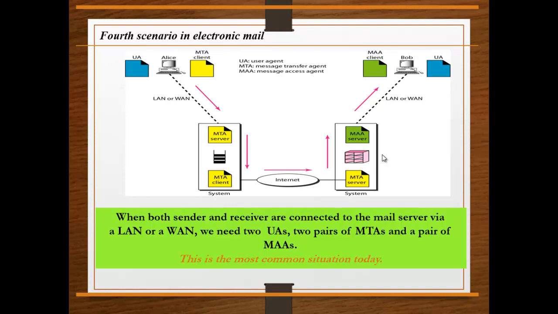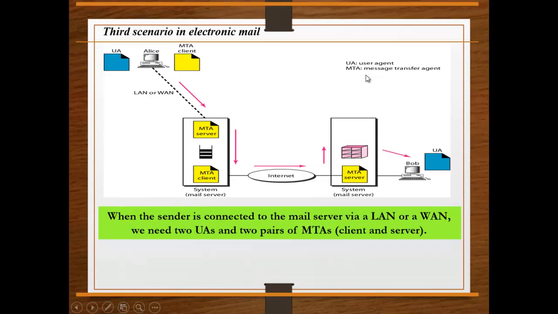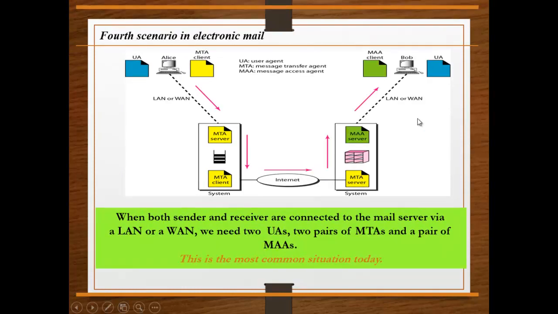It is nothing but, if you compare the third scenario and the fourth scenario, there is no change in the sender side, whereas there is a change in the receiver side. In the previous case, the receiver was directly connected to the mail server. Here the receiver is not directly connected to the mail server, he is connected over a LAN or a WAN.